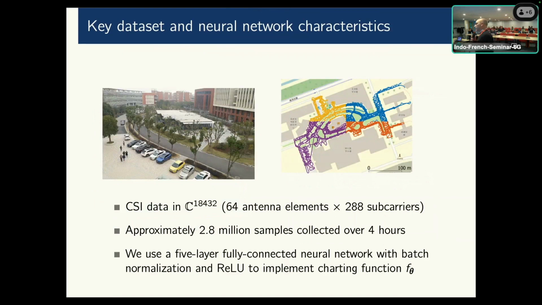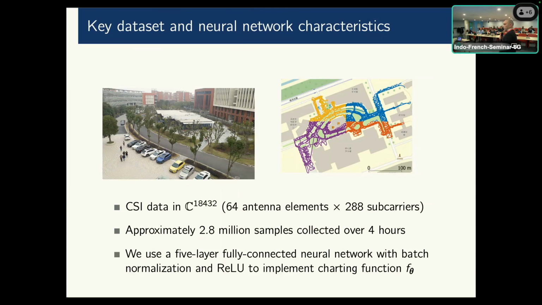So here's the area in which the mobile user was moving, and this spaghetti thing is all the locations that were visited by this moving user. The idea was to crisscross the area many times in order to generate sufficient data to have a meaningful representation of the manifold we are hoping to discover there. So we collected 4 hours of data, close to 3 million samples.